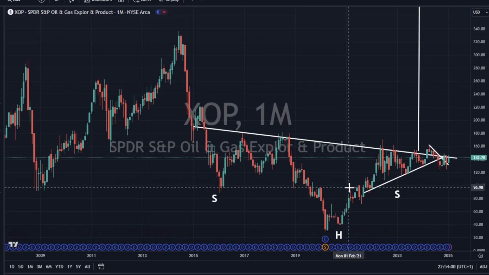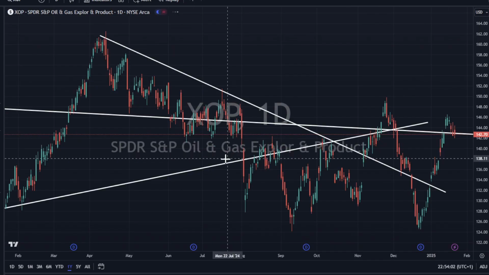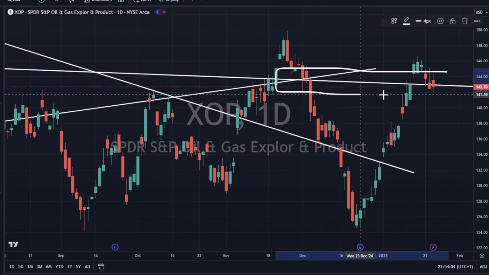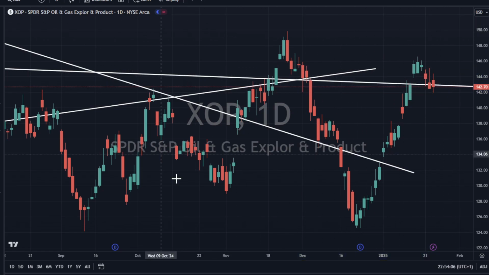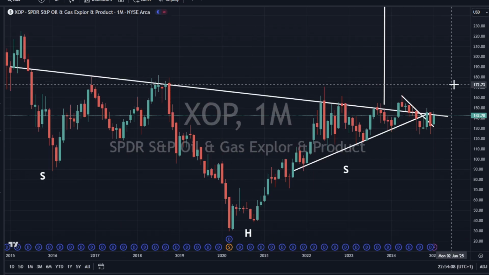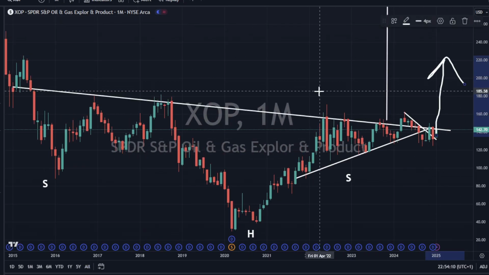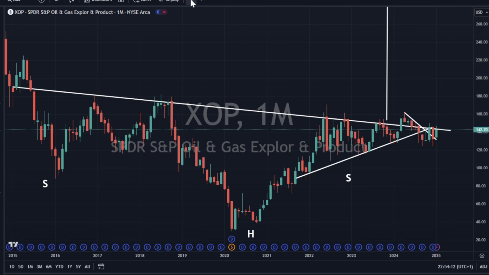Our boy XOP, yeah, you know me, up a little bit today. We are still at that support area, right on top of it. Like to see oil break to the upside and break through. I think we're going to do a little bit of a run, baby, run if we can get that. In fact, it would probably be a very big run.